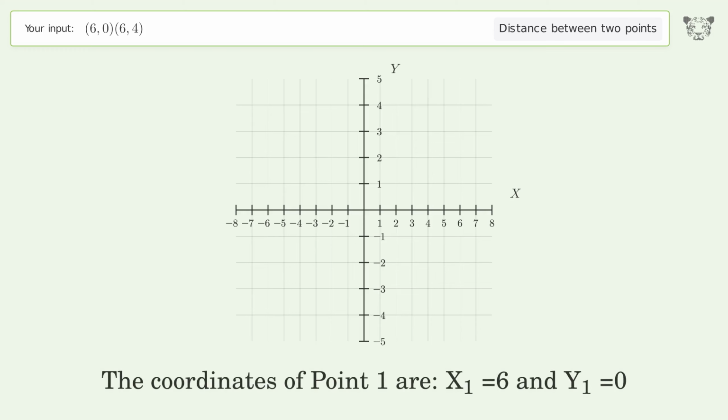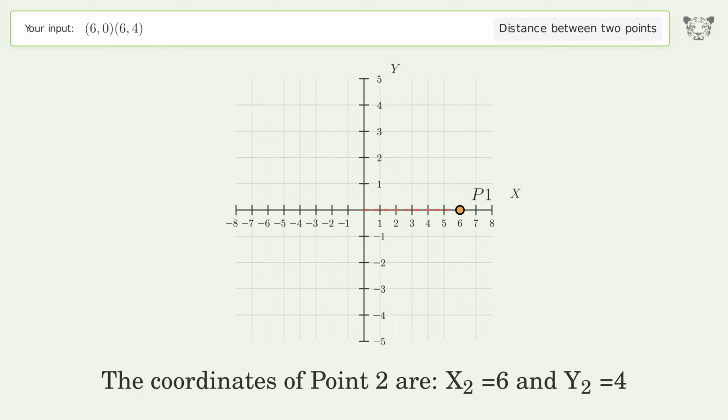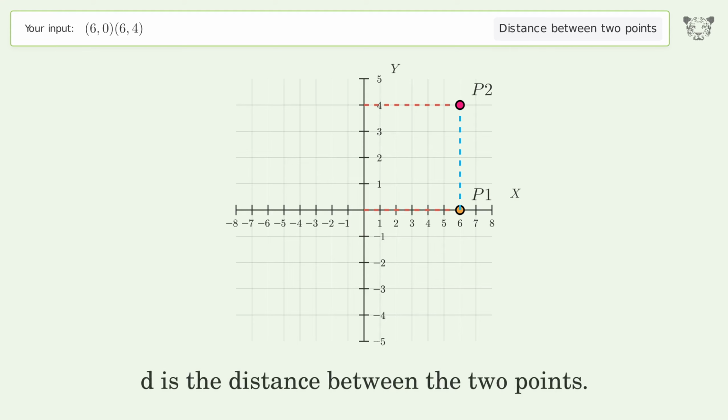The coordinates of point 1 are x1 equals 6 and y1 equals 0. The coordinates of point 2 are x2 equals 6 and y2 equals 4. D is the distance between the 2 points.